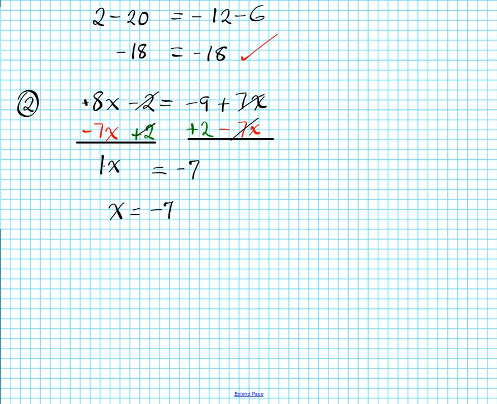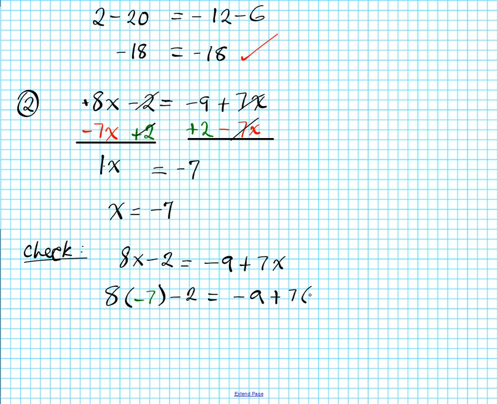All right, is my answer correct? I have no idea. I have to do a check. It's good practice to check the accuracy of your solutions. So what I'm going to do is take x and plug it into the original problem. Let me rewrite the original problem here so you don't get confused when I start my substitution. Another good practice is anytime you're making substitutions, always use parentheses, okay? So I'm going to go 8, parentheses, negative 7. Wrong color. I'm going to use the green, 8, parentheses, negative 7. Close that. Minus 2 equals negative 9 plus 7 times negative 7.